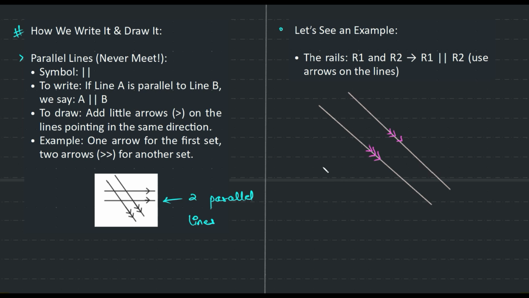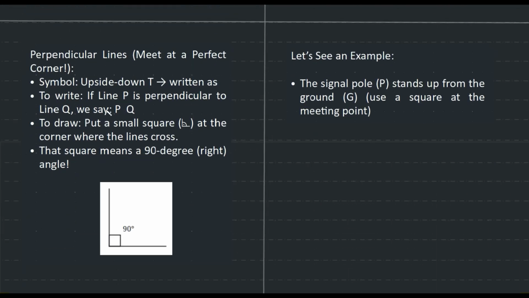Say I have one more line and a second line, but I want to indicate these two are parallel. I can just go with one arrow or two arrows. You got the idea, right? So that's how you represent parallel lines. In writing, we use these vertical lines between the naming of the lines: line A is parallel to line B. That's how we do it.